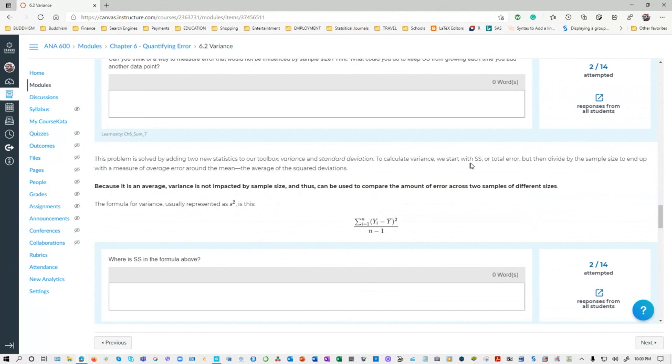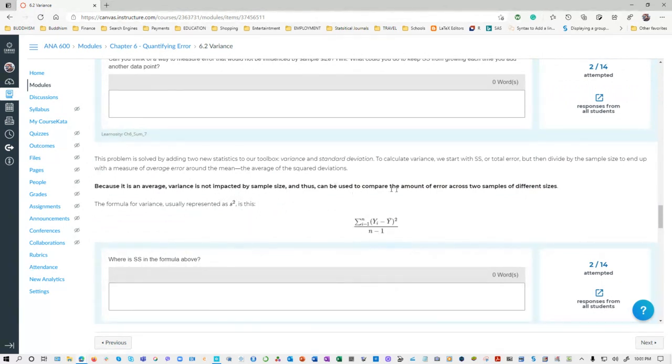Its square root would be the standard deviation. To calculate variance, we start with the sum of squared residuals, or total error. That's another name for it: total error. But then we divide by the sample size to end up with a measure of average error around the mean, the average of the squared deviation. That's another way it's called, the average of the squared deviation, which is the sum of squared residuals, or sum of squared deviation, divided by degrees of freedom.